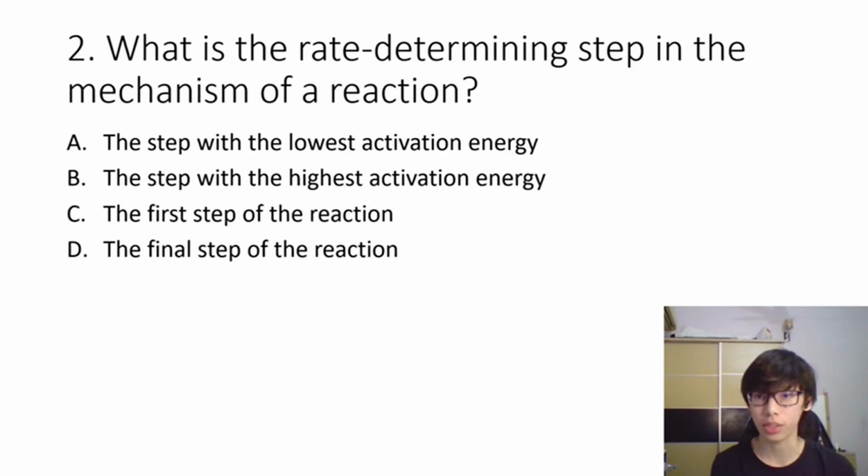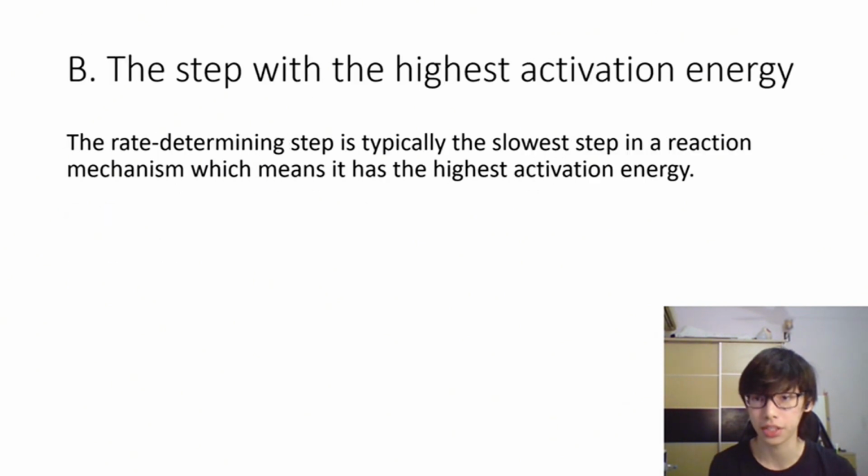The second question is, what is the rate determining step in the mechanism of a reaction? A, the step with the lowest activation energy; B, the step with the highest activation energy; C, the first step of the reaction; or D, the final step of the reaction. The answer is B, the step with the highest activation energy, because the rate determining step is typically the slowest step in a reaction mechanism, which means it has the highest activation energy.